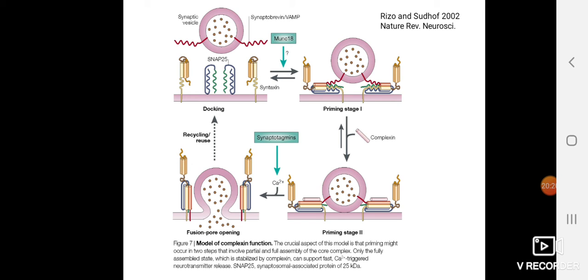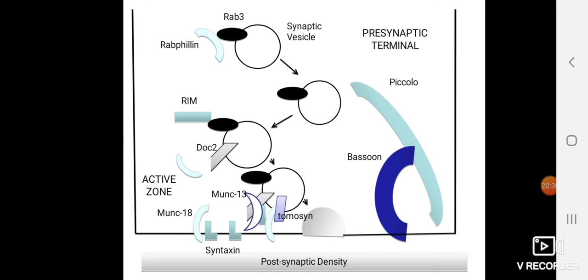So here you can see the role of MUNC18, which helps in vesicle fusion, and then synaptotagmins. So these are the roles of the different RABs. RAB3, which is rabphilin in the synaptic vesicle, shows how the fusion is getting regulated.